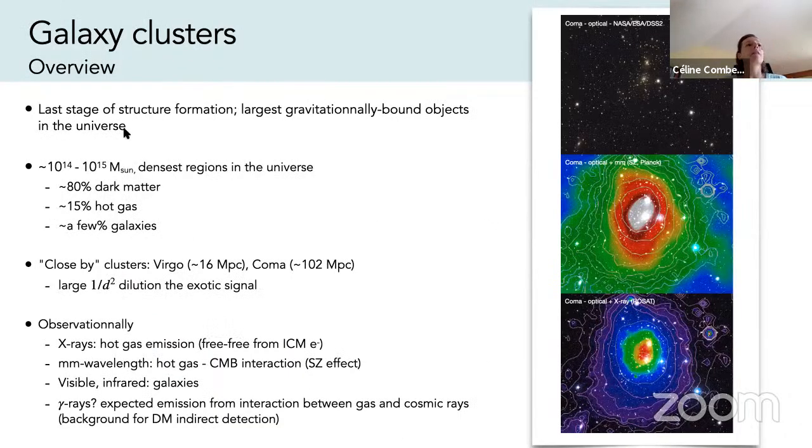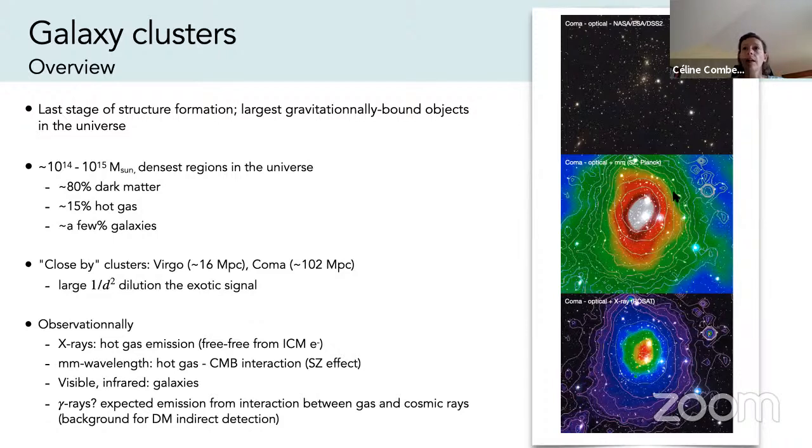They are very massive. In terms of content, they have about 80 to 85% dark matter. They contain a lot of hot gas, and in terms of mass, the galaxies and the stars only make up a few percent. On the right, you have an image of the Coma cluster, which is 100 megaparsecs from Earth, at optical wavelength, seen with the Planck satellite, or seen in X-rays.